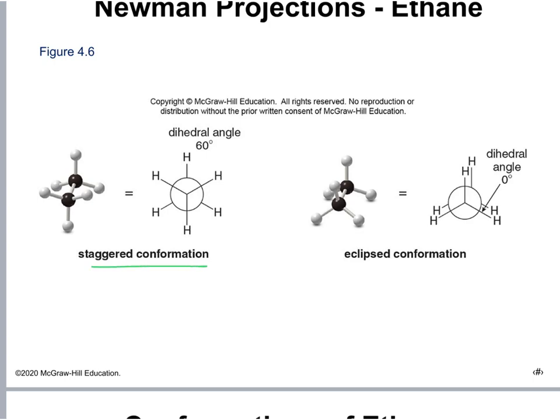Okay, like I said, this is the staggered conformation, and this is the eclipsed conformation. So this is going to be your higher energy. And these are all conformations. They're rotating around this single bond.